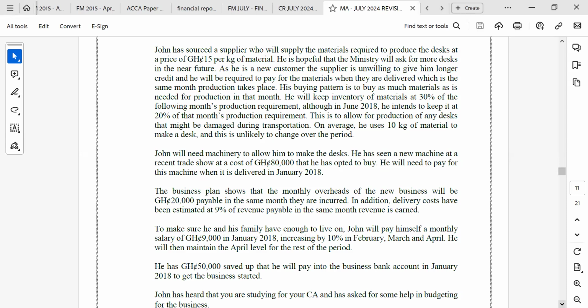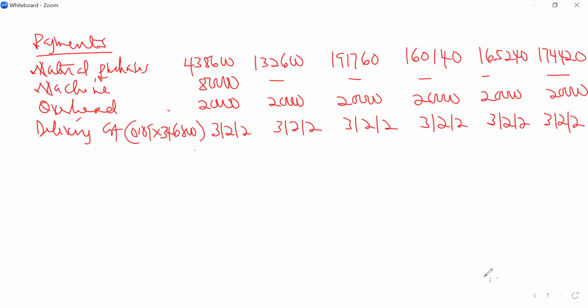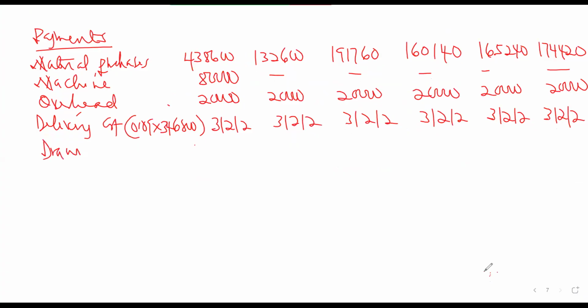This is just drawings. You can make it drawings. He's taking the money for his personal use, so this is drawings. But if you say salary paid to John or John's salary, nobody is going to beat you for that. So you can name it drawings. That will be 9,000 in the first month. Let's do some small workings for that.